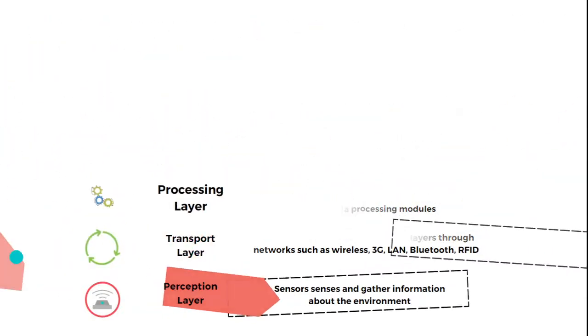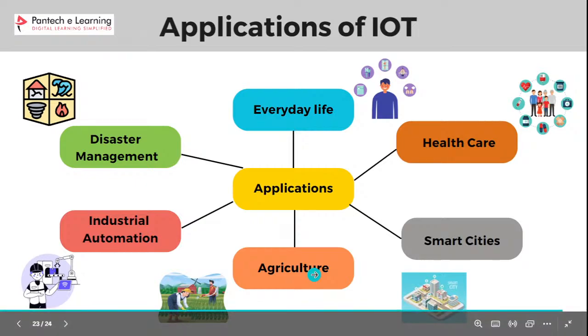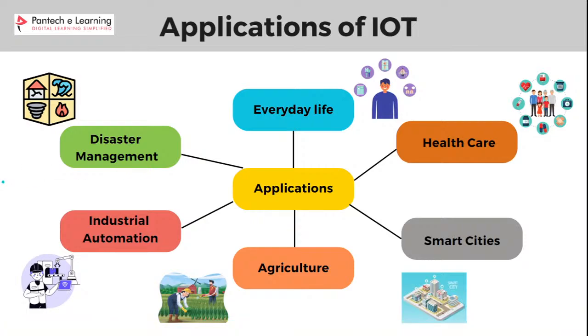Coming to the next topic, which is applications of IoT: IoT in everyday life, IoT in healthcare, IoT in smart cities, IoT in agriculture, IoT in industrial automation, IoT in disaster management. So let's see, the first one is IoT in everyday life.